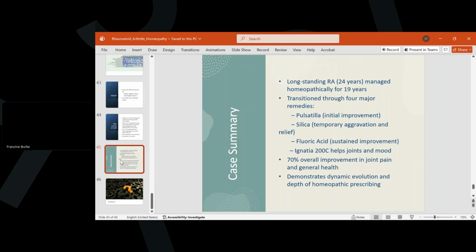70% overall improvement in joint, and last time we talked in the keloids as well. And then her other problems got better too. I mean, that shows the depth of homeopathic prescribing.